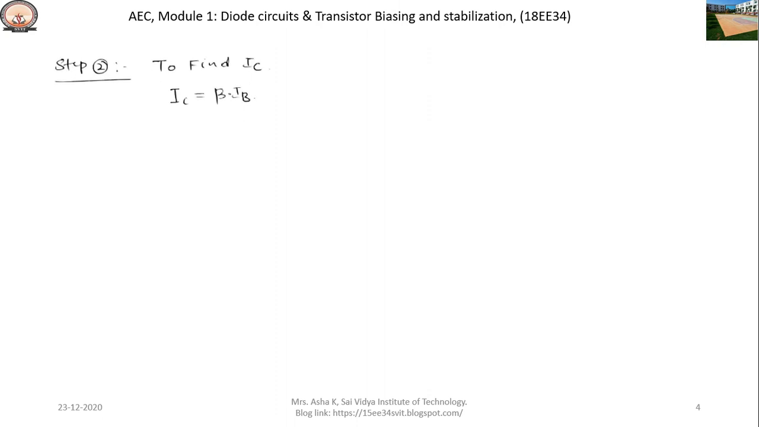Now we will find the output current IC. Output current IC is equal to beta times IB. Just now we have learned that IB is equal to (VCC minus VBE) divided by (RB plus (1 plus beta) times RE). So this is the collector current equation.